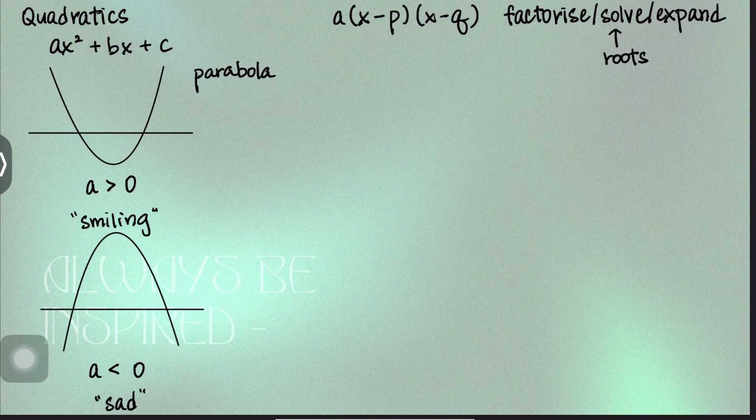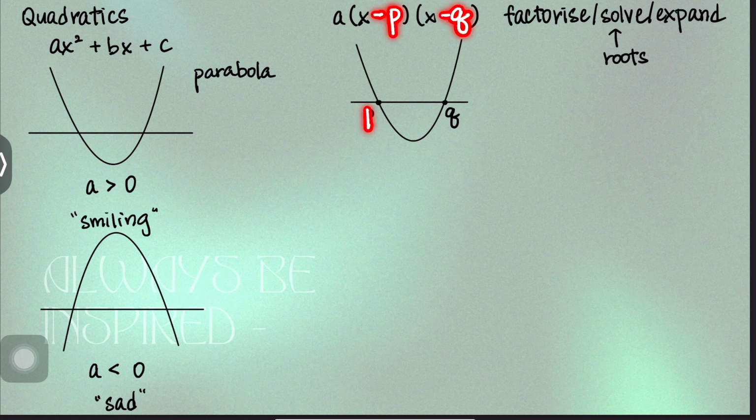If they ask you to solve for it, then that's just asking for finding the roots. And what that means is that if I had the parabola, I'm just going to assume that it's always going to be smiling now, just because I want to keep this short and simple. If they give you this form and they ask you to solve it, then they're asking for the roots, in which case the two points at which the parabola will cross the x-axis are actually values p and q. Notice how here it's minus p and here it's minus q, but on the parabola itself, they're actually plus p and plus q.